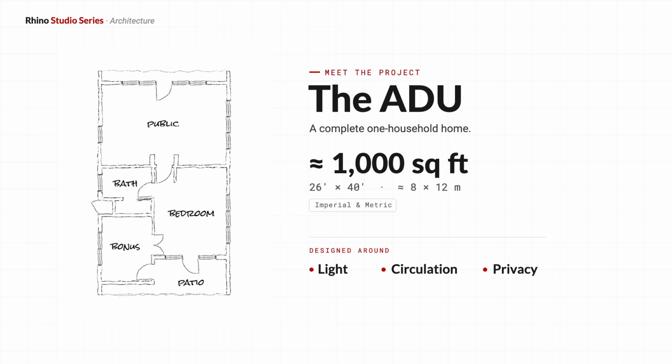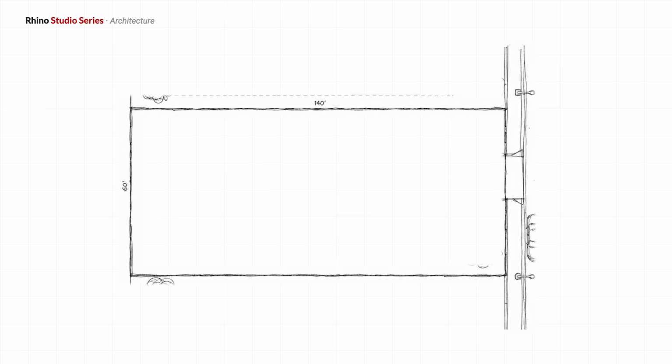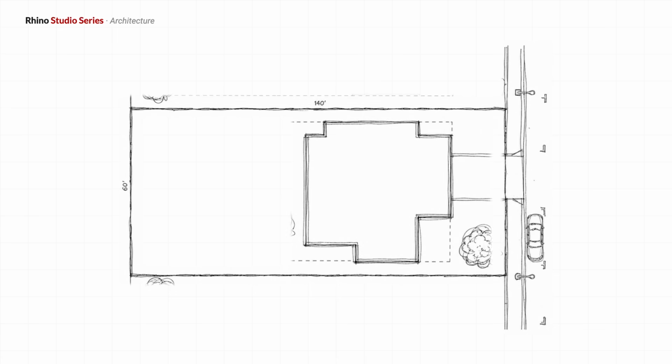Now, the site itself. Our lot is a wide, shallow rectangle, about 140 feet across by 60 feet deep. Its long axis running east-west, with the street running down the right-hand edge. It's an infill lot that's already occupied. Near the street sits the existing main house, a larger, irregular footprint with its own driveway pulling in from the road. Our ADU goes into the open western end of the lot, over on the left, set back behind the main house where it can hold its own yard.